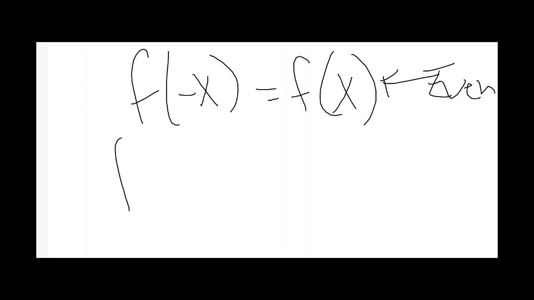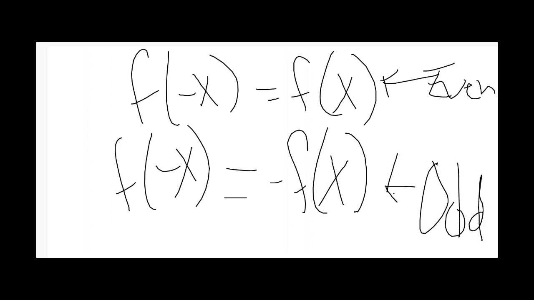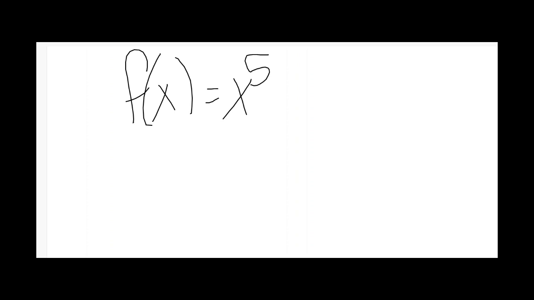But if you plug in negative x into your function, and you get an output of negative f of x, this will be an odd function. However, if it is not one of these two, it is neither. It is not even or odd. So, for example, let's do f of x equals x to the power 5 minus 6x plus 2. Then we have to decide whether it's even, odd, or neither.